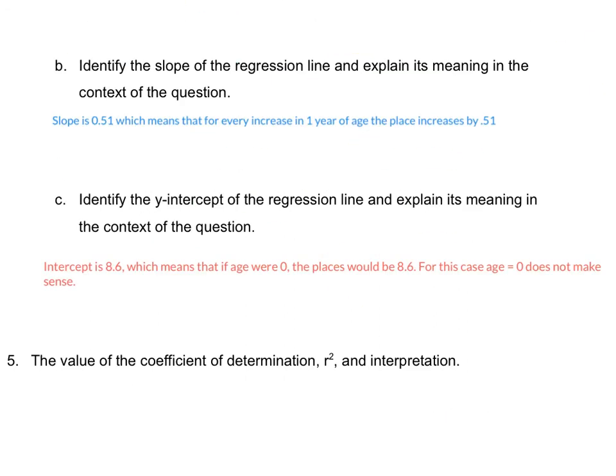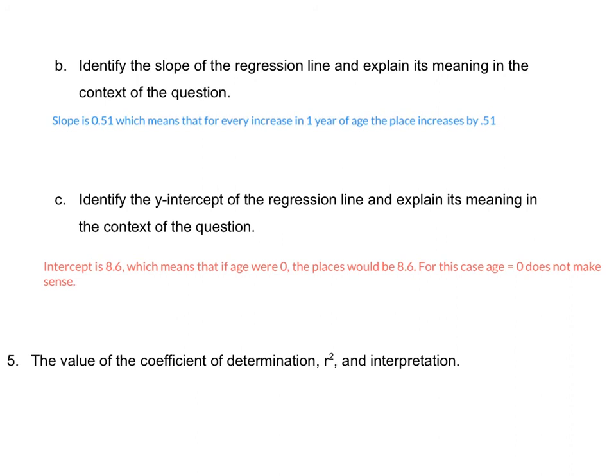Next question asks about the slope of the regression line and explanation of what it means. The slope is 0.51, which means that for every increase in the independent variable, which in this case is age, there's going to be an increase equal to the slope. So the place, the overall place, will increase by 0.51 for every increase in 1 year of age.